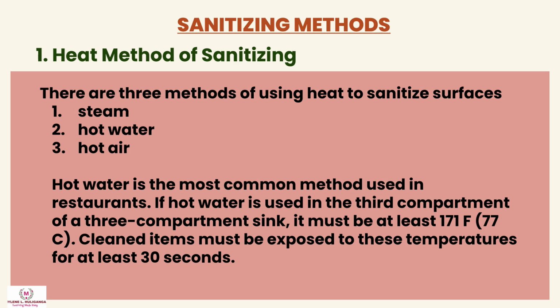Sanitizing methods. First is the heat method of sanitizing. There are 3 methods of using heat to sanitize surfaces: the steam, the hot water, and hot air method. Hot water is the most common method used in restaurants. If hot water is used in the third compartment of a 3-compartment sink, it must be at least 171 degrees Fahrenheit or 77 degrees Celsius. Cleaned items must be exposed to these temperatures for at least 30 seconds.